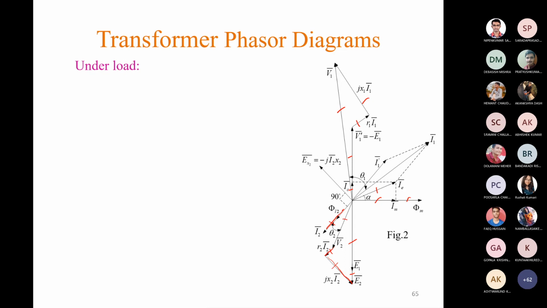Now draw I1 dash in phase opposition to that of I2. So this is the load component of primary current. Find the resultant of IE and I1 dash. IE and I1 dash, then you will get the primary current I1.